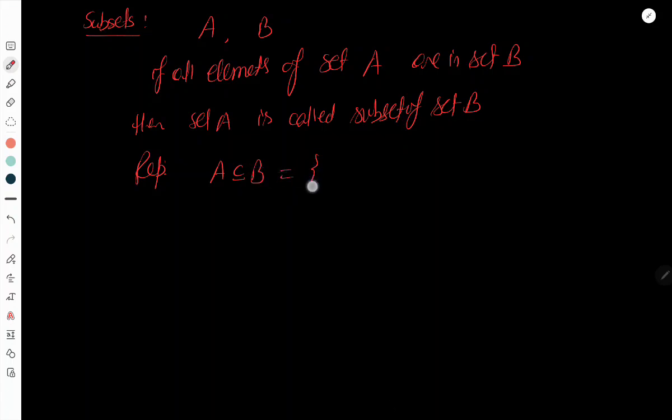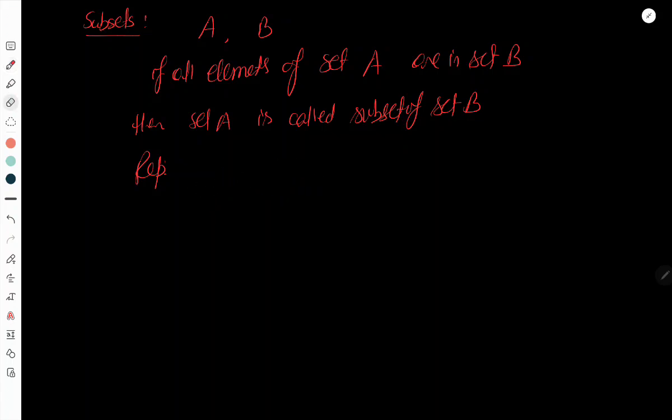Now, how can it be written in the format of a set? X such that X belongs to A, comma, X belongs to B, you can say. No, we are writing A is a subset of B, which means we are writing all the elements of A. So there is no need to write in that format.